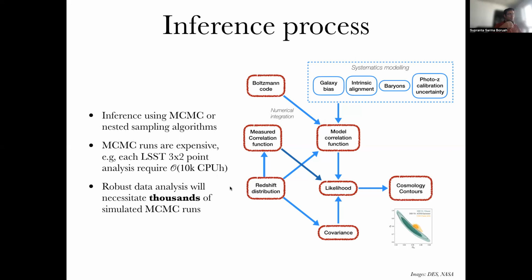pipelines. The main challenge in the inference process is the fact that the inference methods that we use, either MCMC or nested sampling methods, are computationally very expensive. Each MCMC run for, say, LSST 3x2 point analysis, will require of the order of 10,000 CPU hours. Now, if we had to do just one such analysis, it's not a big deal. But for robust analysis, we need of the order of thousands of these simulated MCMC runs.